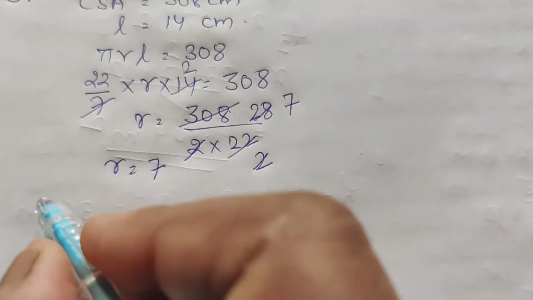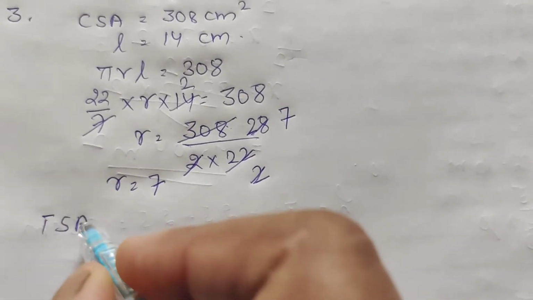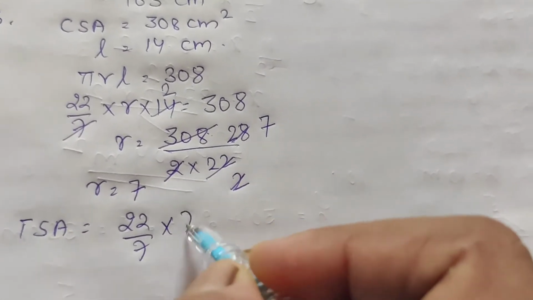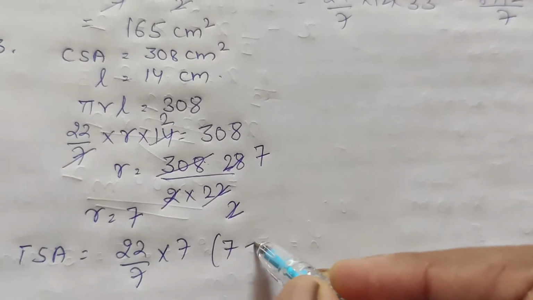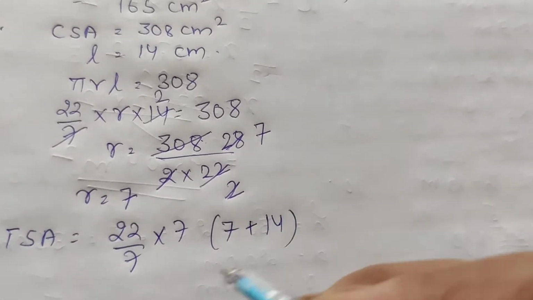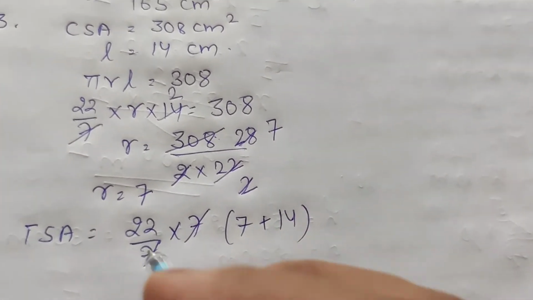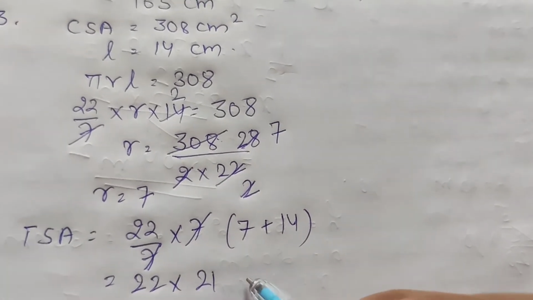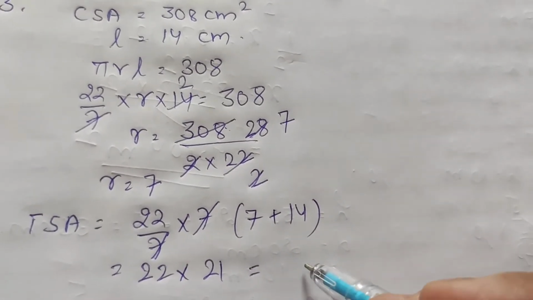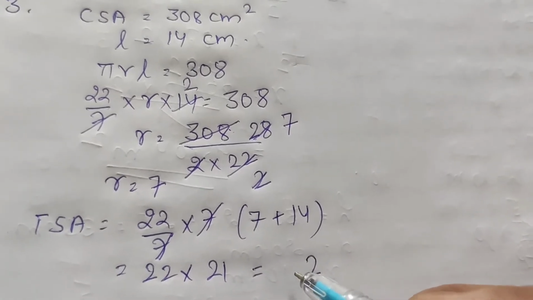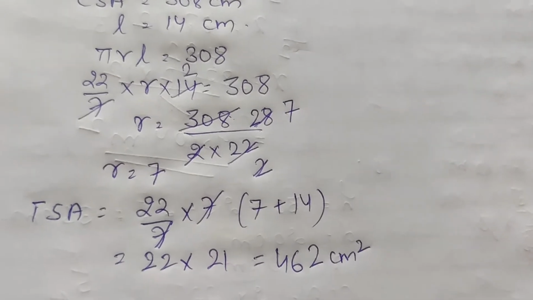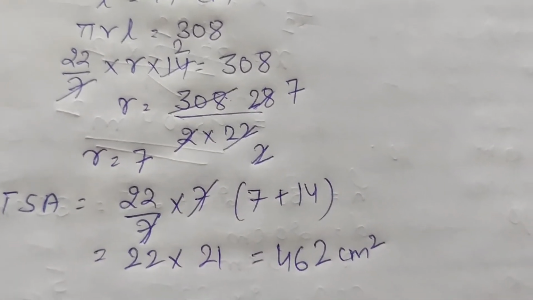Now we have to find the TSA. TSA formula is pi r (r plus L). L is 14. Cancel 7 7. 22 into 21, which is 462 centimeter square. You can multiply verbally.